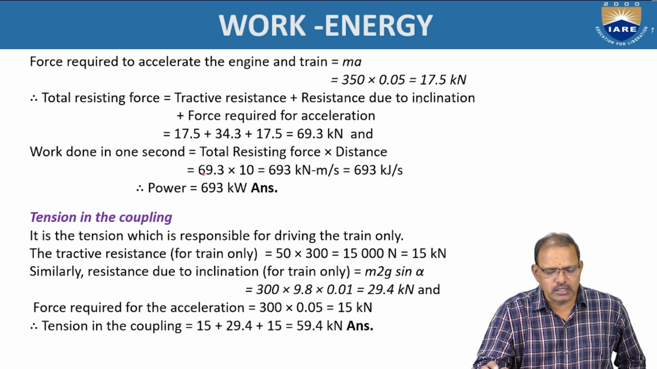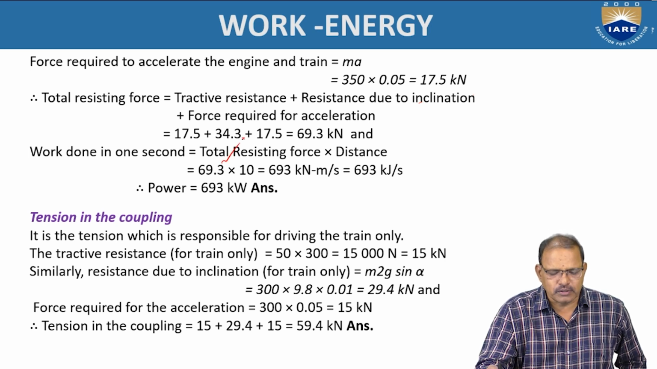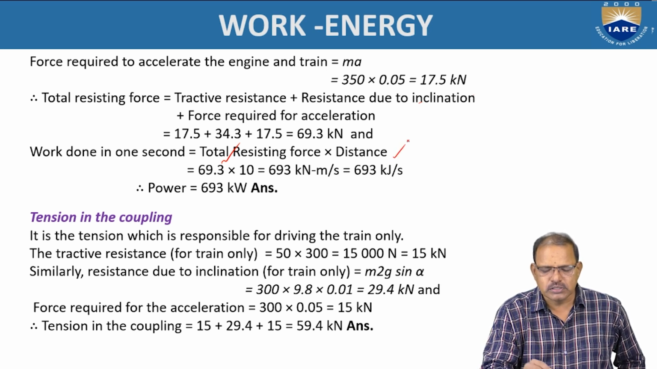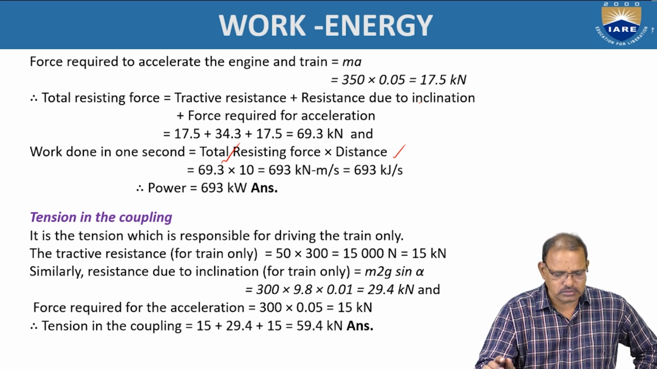The work done in 1 second is equal to the total resistance force times the distance traveled in 1 second, which is equal to 69.3 into 10, or 693 kilonewton meters per second, which is equal to 693 kilojoules per second, or 693 kilowatts.